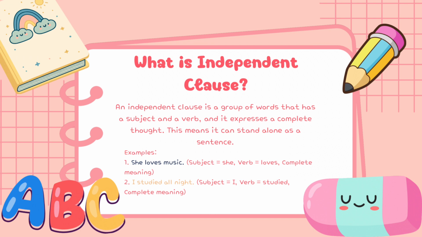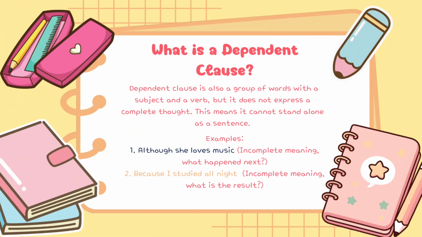So, I studied all night. The subject is I, the verb is studied, and the complete meaning. Since these sentences can stand alone, they are independent clauses. Next, what is a dependent clause?